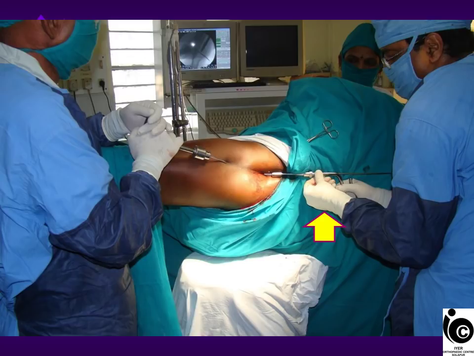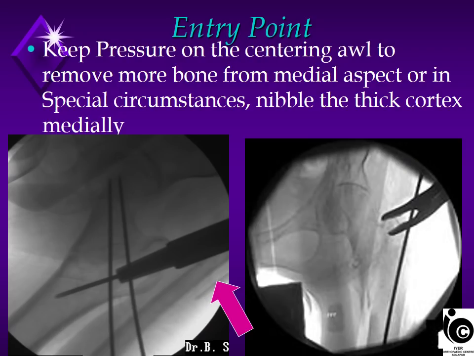This can be minimized by keeping the hand, as you can see in this picture, and pushing it medially while you are using the centering awl to ream. Or you can nibble out the strong bony beak if you have already reamed like this by mistake. In that case, you can ream the stronger bone and then try to insert the nail properly.